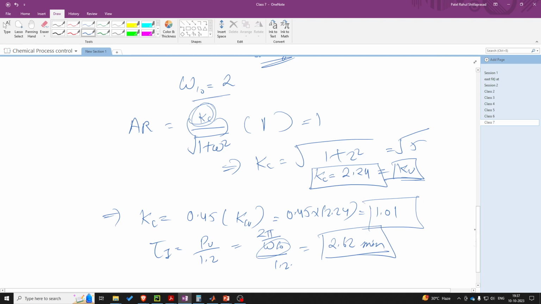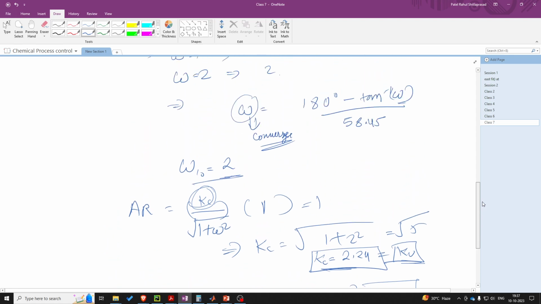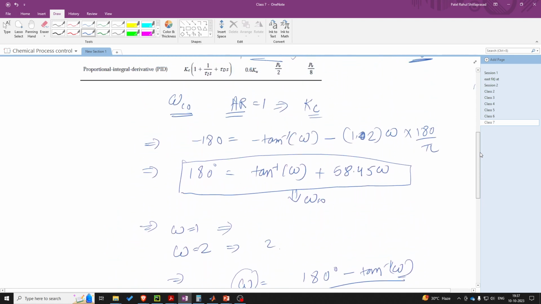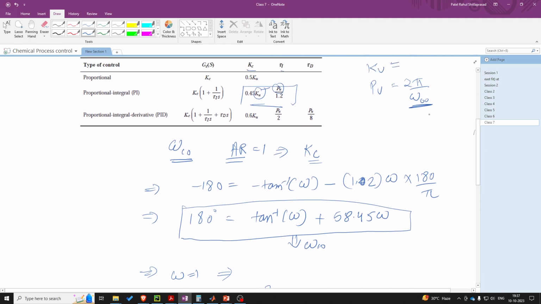So we can just verify the value that we got over here, that is omega c0, as well as the amplitude ratio, from the Bode plot also. So I will just show you how you can quickly find the value of omega c0 and then ultimately the amplitude ratio by using the Bode plots. So for that I will show that to you in MATLAB.